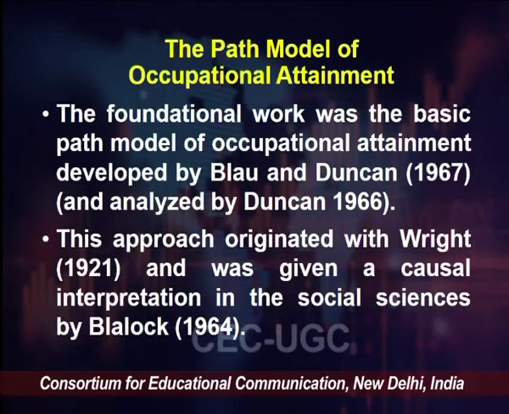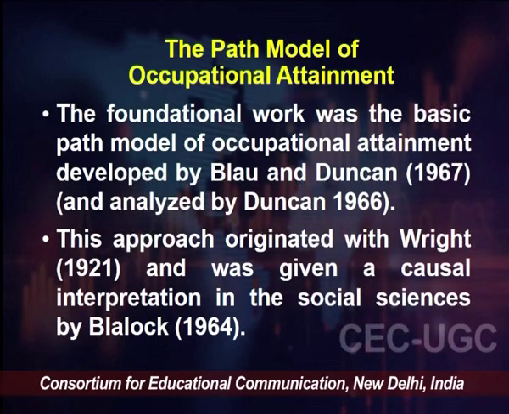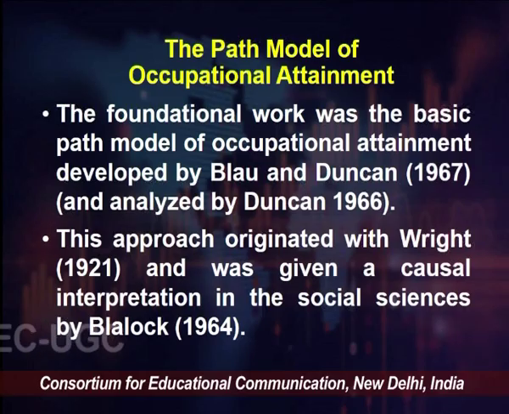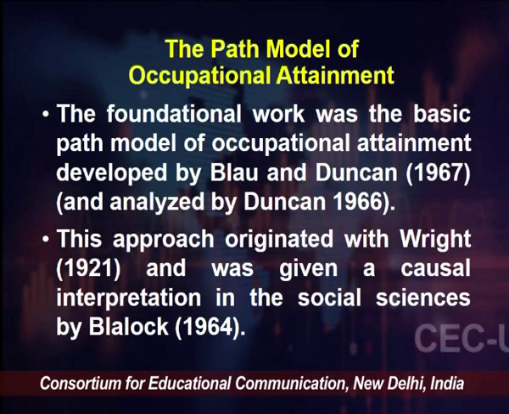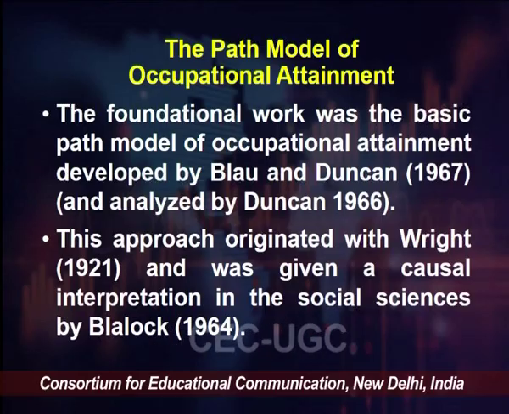Now let us discuss the different models which were used for statistics in sociology. One of them is the path model of occupational attainment. The foundational work was the basic path model of occupational attainment developed by Blau and Duncan in 1967 and analyzed by Duncan in 1966. This approach originated with Wright and was given a causal interpretation in the social sciences by Blalock.